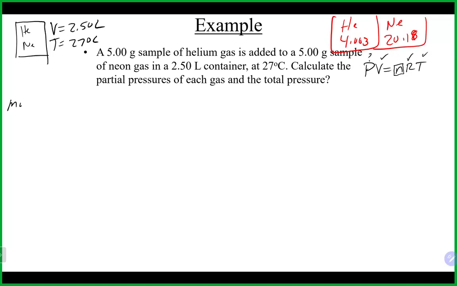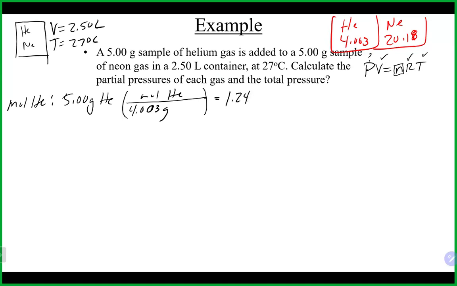We'll do moles of helium, and that's going to be our 5 grams of helium. Once again, we're going to use the molar mass from the periodic table to convert that into moles: 4.003 grams per mole of helium. That's going to get us 5 divided by 4.003, which is 1.249, we'll call it, moles of helium.